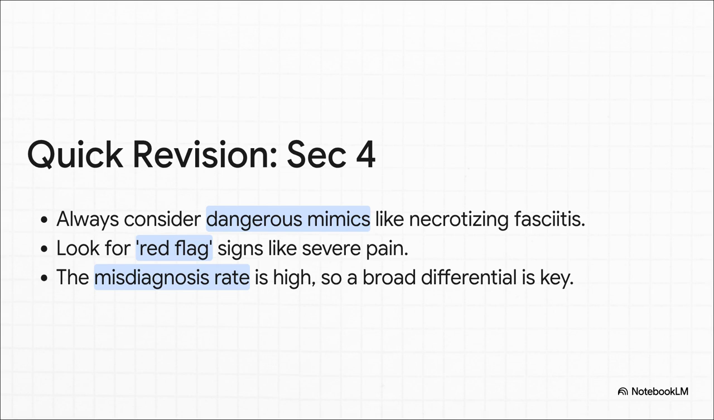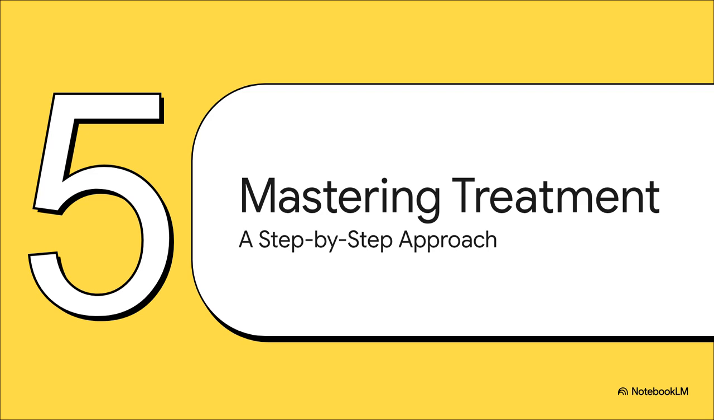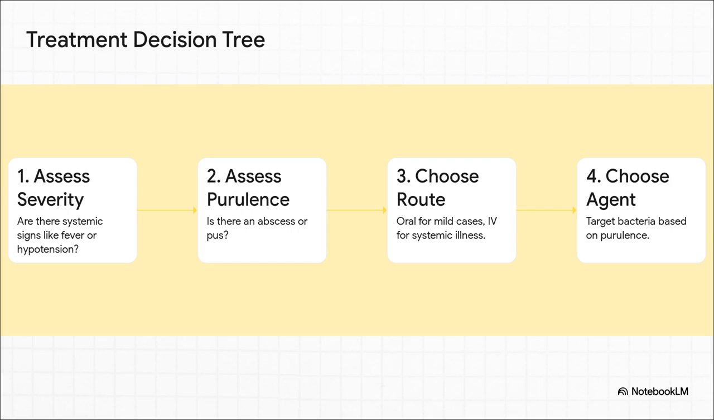Okay, we've talked about what it is, who gets it, and how to diagnose it. Now, for the final piece of the puzzle, what do we do about it? Let's put together a treatment plan. Look, we can break down the treatment decisions into a really simple, logical flow. Just ask yourself a few key questions. Step 1, how sick is the patient overall? Do they have a fever, low blood pressure? Step 2, is there pus? Answering those 2 questions basically tells you if they can go home on pills or if they need to be in the hospital on IVs. And it points you to the right antibiotic.